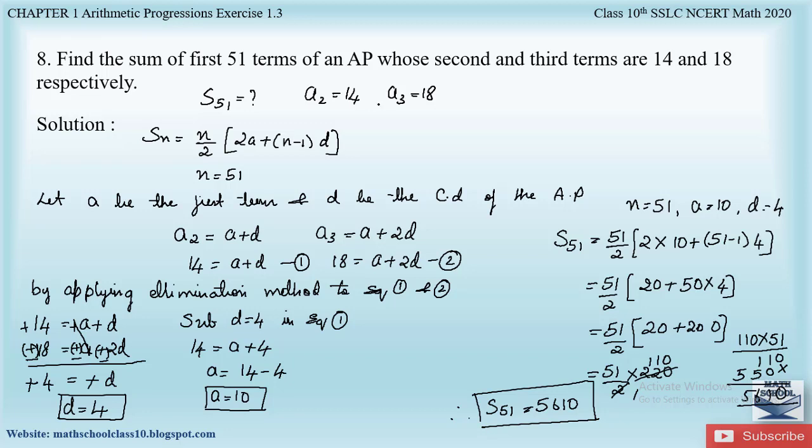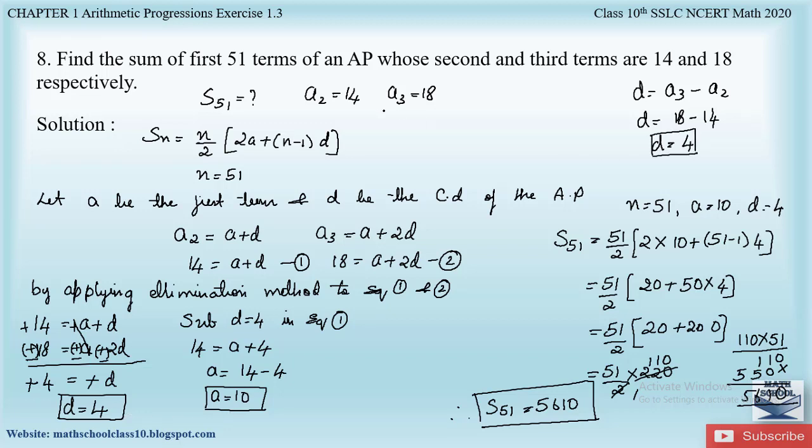Okay, we got the sum as 5610. We can also find the d value, since in the question they say that it is an AP. We can find the difference between two consecutive terms. We have the a2 and a3 terms, so we can find d by a3 minus a2 also. a3 is 18 minus a2 which is 14, so d will be equal to 4. This is what we got here. So we got the d value.